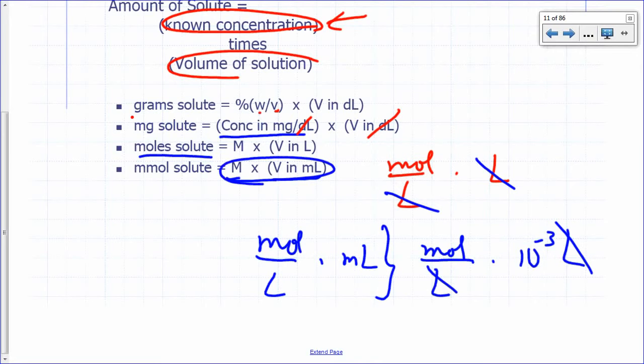Think of it this way. Molarity times liters gives you moles. Molarity times milliliters gives you millimoles.